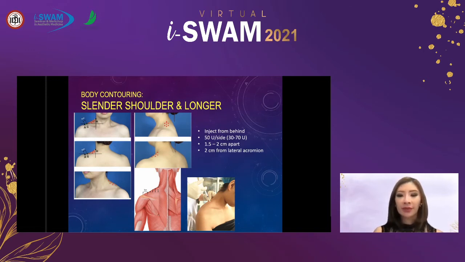And other than that, injecting this part can give a relief effect for the patients who are experiencing shoulder tension, or patients who always work on the desk or office, typing and other office work.